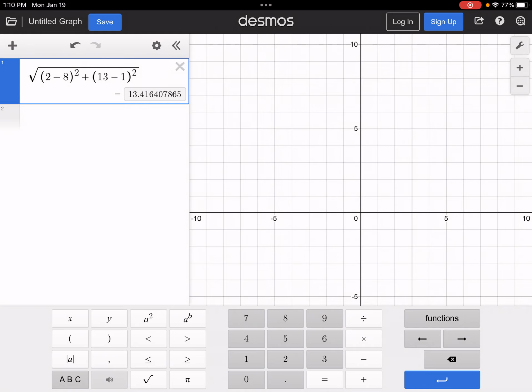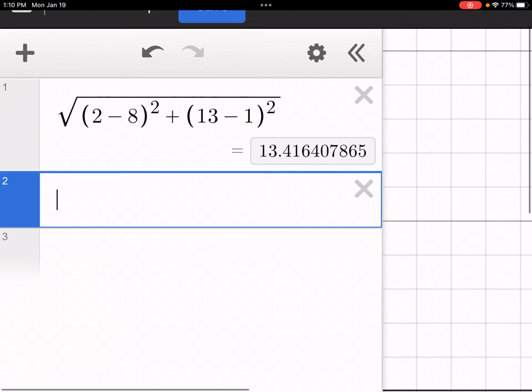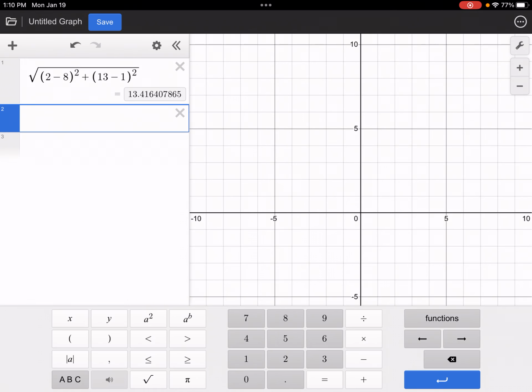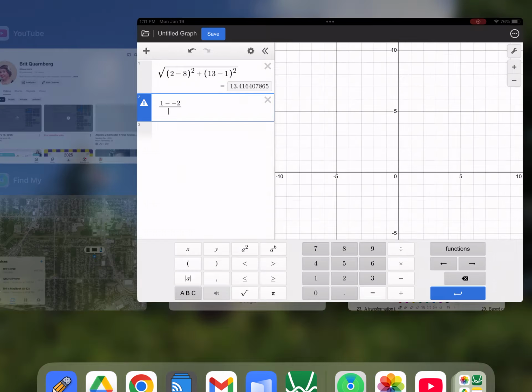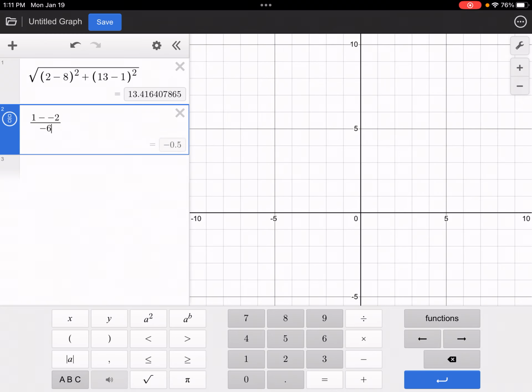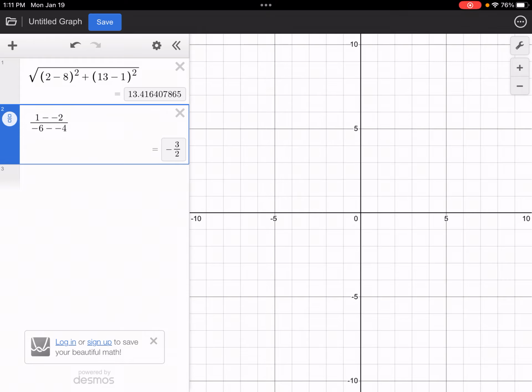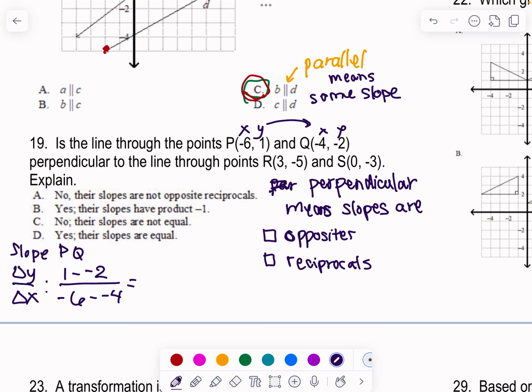like this. So we can start with the dividing button, and then we can do 1 subtract -2 on the top. And on the bottom, what was it? It was -6 subtract -4. And then I can push the fraction button. Remember that fraction button? So I get -3/2 equals -3/2.